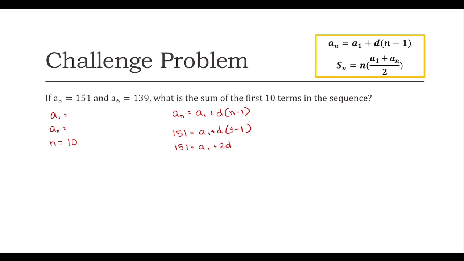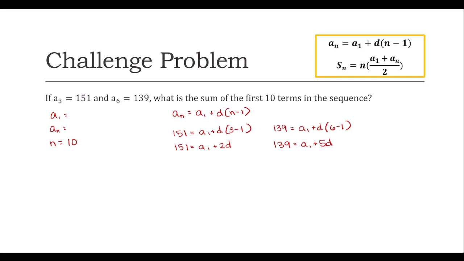So we'll create a second equation with A sub 6. We know A sub 6 is 139. So 139 equals A sub 1 plus D times 6 minus 1. So 139 equals A sub 1 plus 5D.